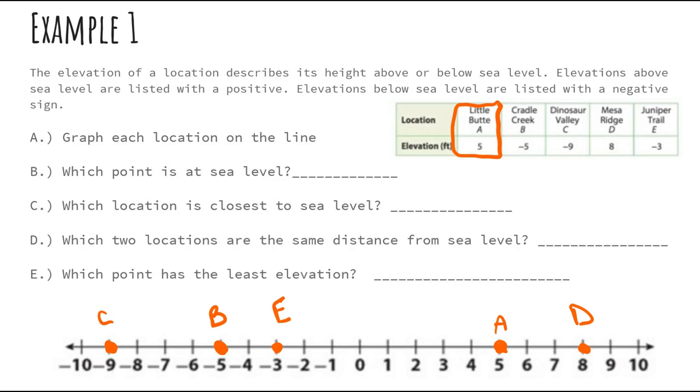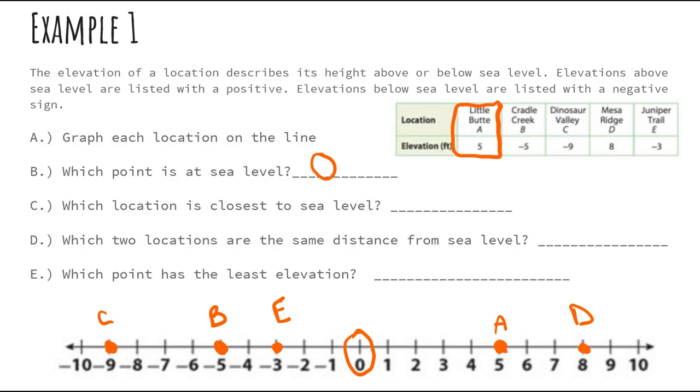Okay, part B says which point is at sea level. So we have to think about this. What would represent sea level? If our positive numbers are all of our things above sea level and our negative numbers are all of our things below sea level, the point that would make sense to represent sea level would then be 0. Because everything above it says it's above sea level, everything below it says it's below sea level, so it's that midpoint. It's at sea level.